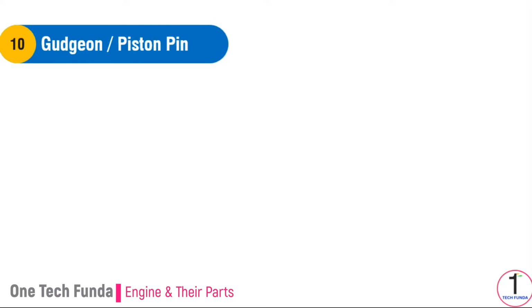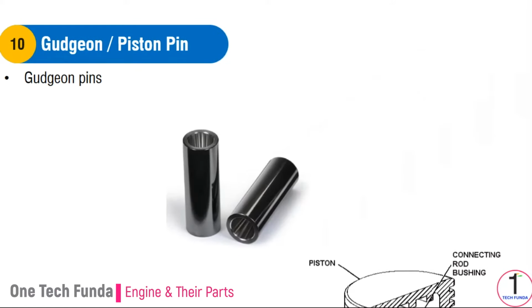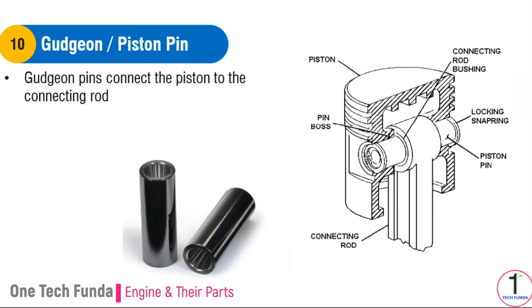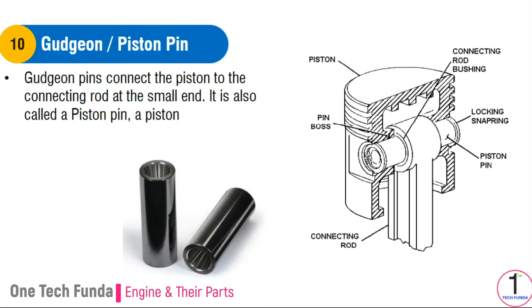Gudgeon pin or piston pin. Gudgeon pins connect the piston to the connecting rod at the small end. It is also called a piston pin, made hollow for lightweight.